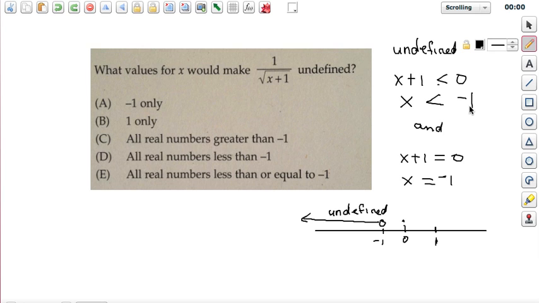But at the same time, you cannot have the denominator as 0. So x plus 1 cannot be 0. So x cannot be negative 1. So all of the real numbers less than or equal to negative 1 are undefined. So the correct answer here is E.